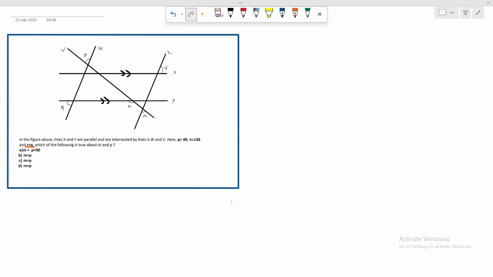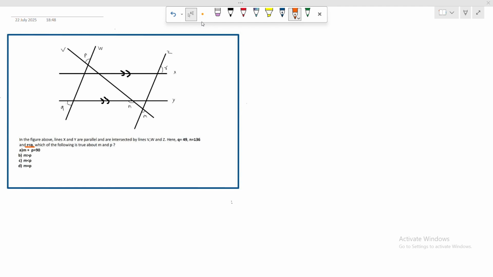So welcome back guys. I am here to teach you this question. This question is from geometry. As you can see there is a figure above and we have to know which of these conditions must be true for M and P, and there are four options and we're going to choose one option. Trust me guys, this question is one of the most important questions you will ever see, and without wasting any time, let's do this question.